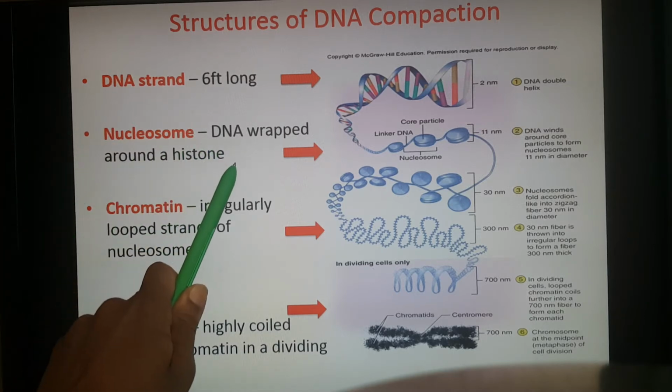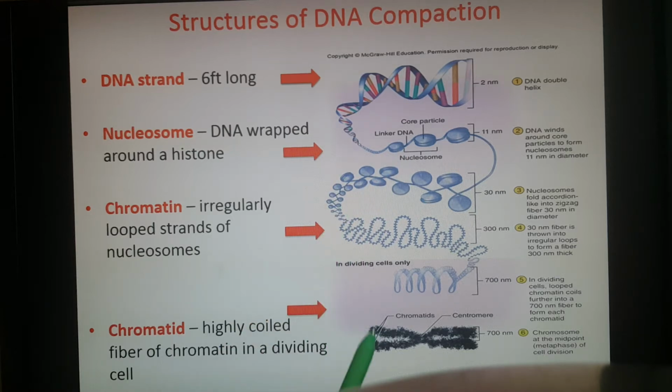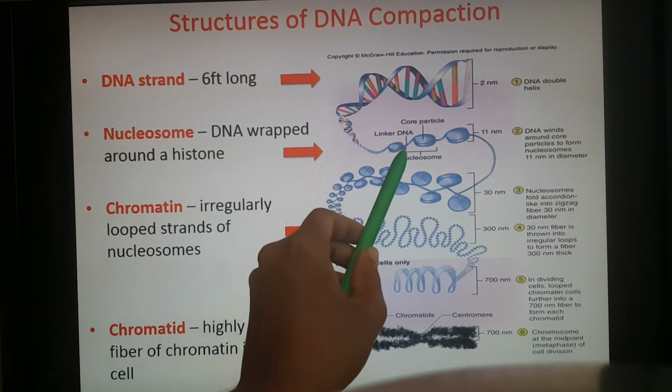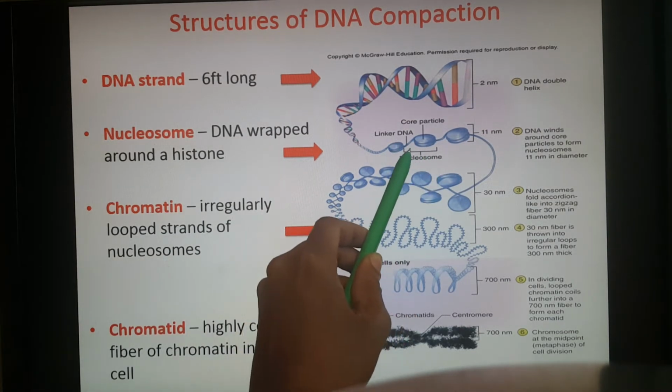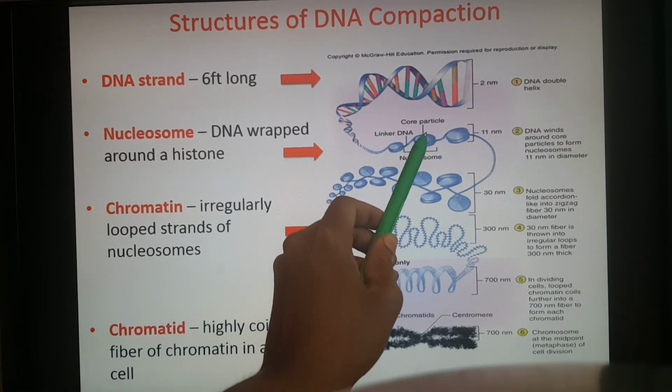So it's DNA wrapped around a histone. Here, this little blue circle is a histone protein. When you wrap the DNA around it, it goes around roughly 1.5 times around that histone, and then you have a little bit of linker DNA to the next section. This whole section is called a nucleosome. It's the histone and the DNA that's wrapped around that histone.